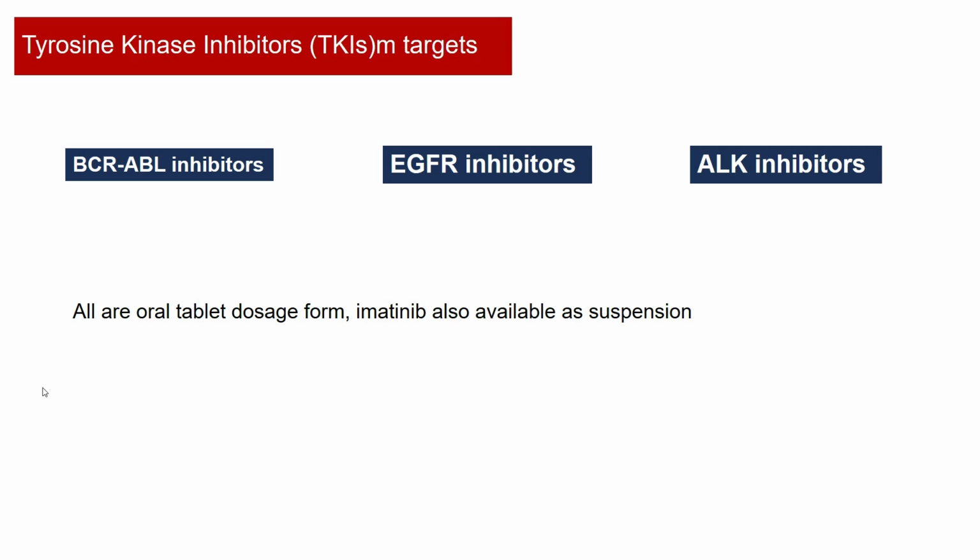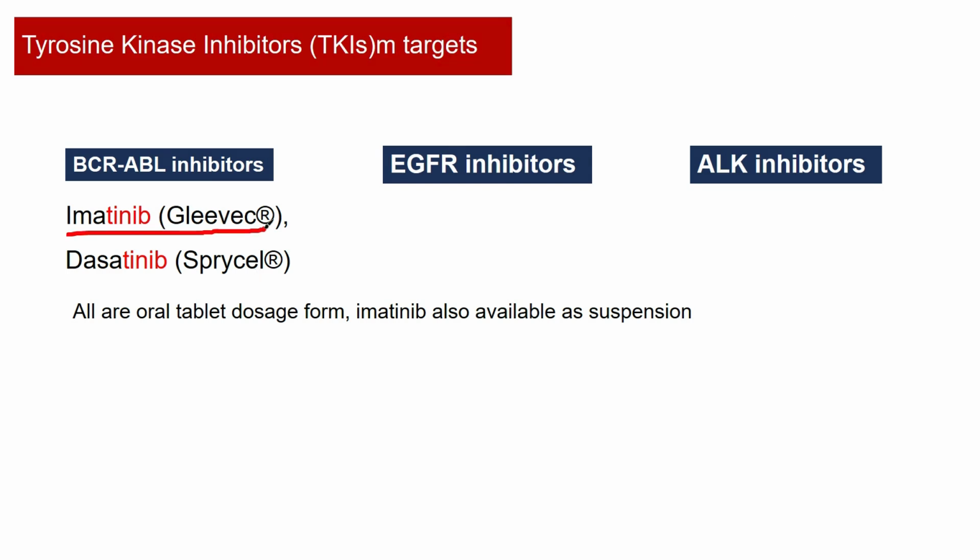One is called tyrosine kinase target inhibitors, such as BCR-ABL inhibitors, EGFR inhibitors, and ALK inhibitors. Among the BCR-ABL inhibitors is imatinib, whose brand is Gleevec, which comes in oral suspension or oral tablets. All these tyrosine kinase small molecule drugs come in oral preparations: tablets, capsules, and suspensions. Imatinib is the most important takeaway point here, big in the exam, so keep an eye on it.